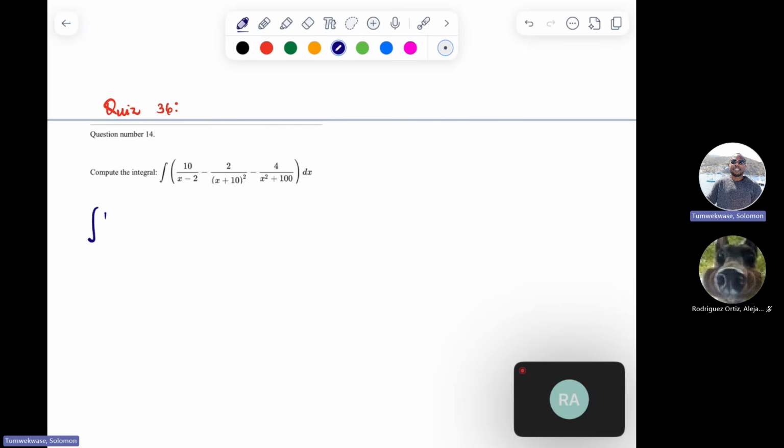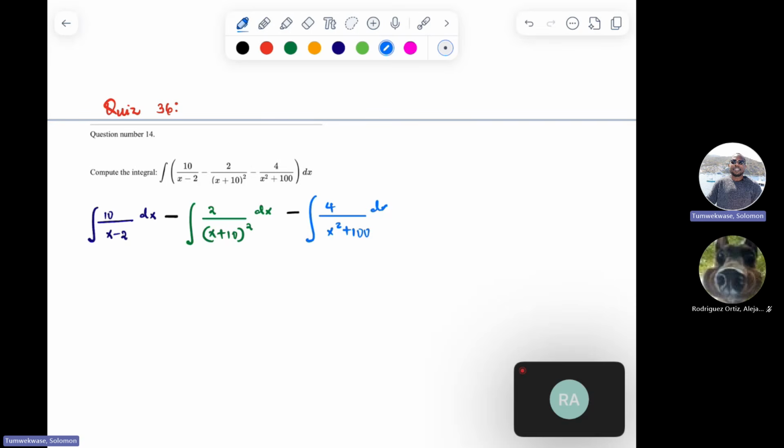So this is integral of 10 over x minus 2 dx, okay, then minus, I'm gonna use black, so minus integral of 2 over x plus 10, squared dx, then minus integral of 4 over x squared plus 100 dx.